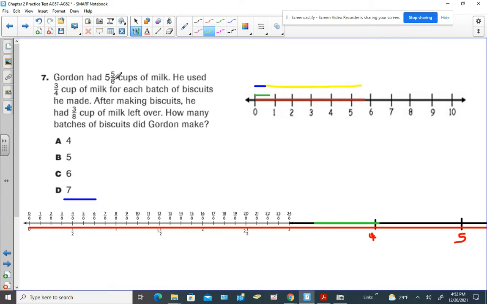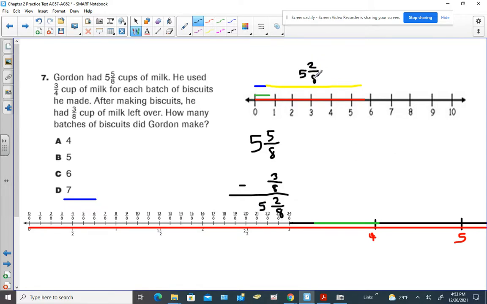So let's do that. The red line, the numeric value for that is 5 and 5/8. And this represents how much left over, which is 3/8. 5 minus 3 would be 2 over 8. And then 5 minus nothing is 5. So the amount that was used would be 5 and 2/8.